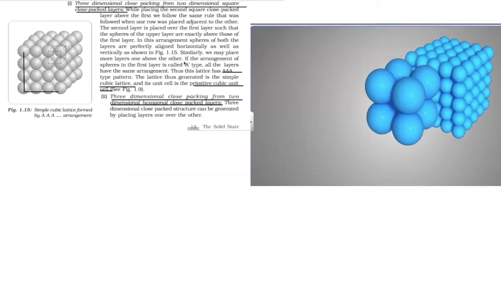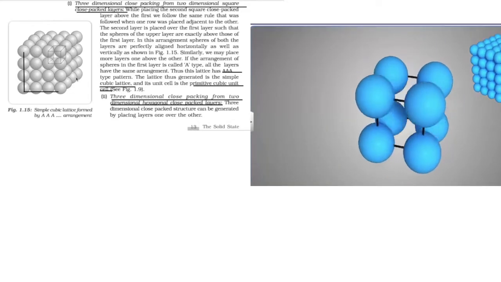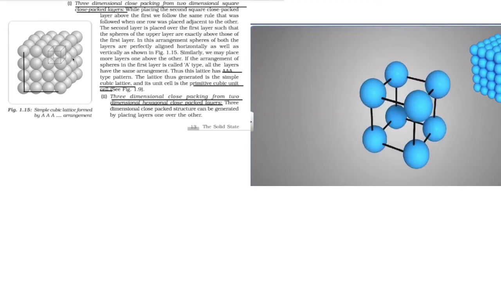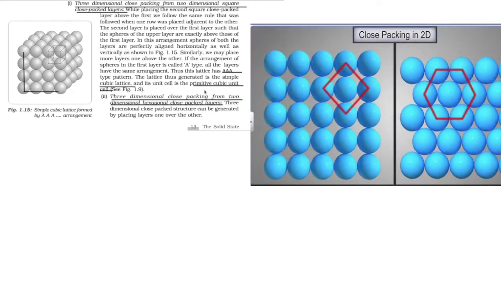If the arrangement of spheres in first layer is called A type, then this type of arrangement will be known as AAA type pattern. The lattice thus generated is the simple cubic lattice and its unit cell is the primitive cubic unit cell. As you know that in primitive cubic unit cell, particles are present at the corner of the unit cell only. Second type of 3-dimensional structures are obtained by 3-dimensional close packing from 2-dimensional hexagonal close packed layers.